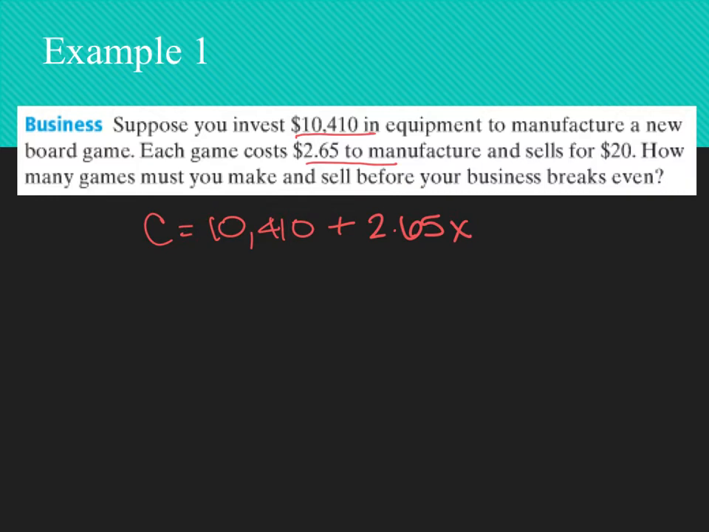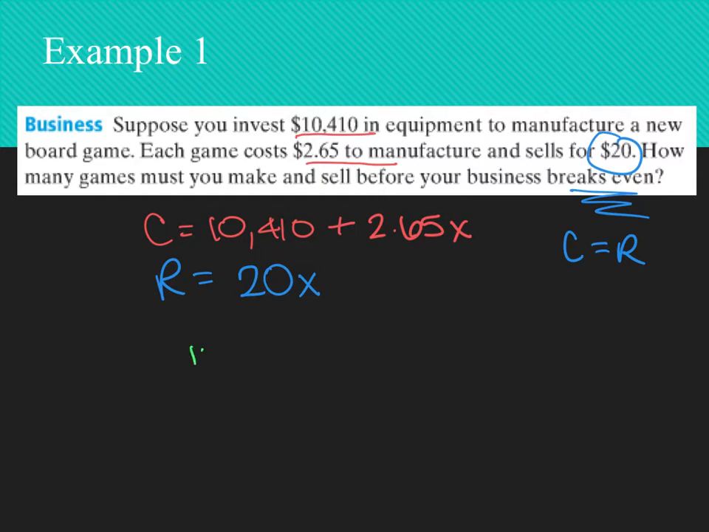So then I have to look at my revenue, or my income. So my revenue then is going to equal the amount of money that I'm bringing in. So if I'm selling my games for $20 a piece, that means my revenue is going to be $20 times the number of games that we sell. So because I'm looking for my break-even point, we know that break-even is when cost equals revenue. Therefore, I'm going to set my two equations equal to one another and solve for X.